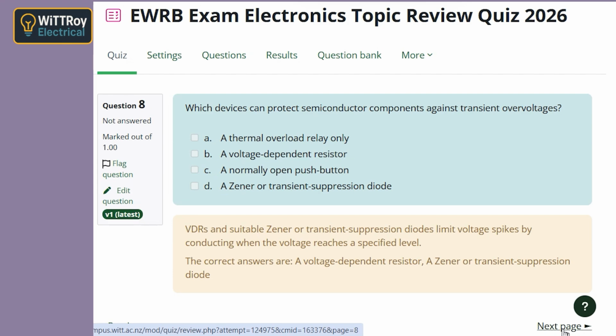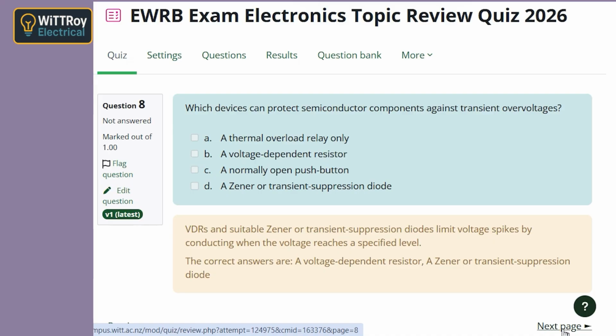A thermal overload relay responds mainly to sustained overcurrent and heating. It is not a voltage clamping device. A VDR, or a suitable Zener or transient suppression diode, conducts when voltage rises beyond its designed level. That limits the voltage seen by the semiconductor. Let me say it back. The answer is a voltage-dependent resistor and a Zener or transient suppression diode.